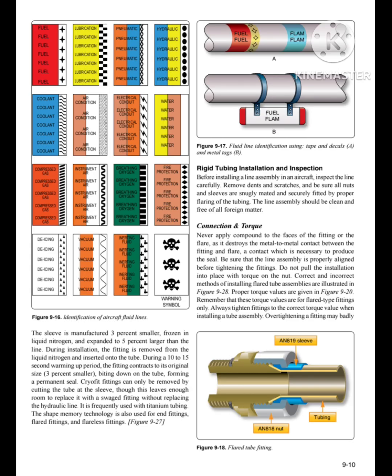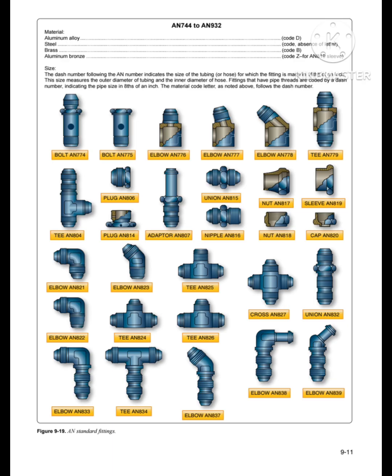Correct and incorrect methods of installing flared tube assemblies are illustrated in figure 9-28. Proper torque values are given in the table. Remember that these torque values are for flared type fittings only. Always tighten fittings to the correct torque value when installing a tube. Overtightening a fitting may badly damage it.